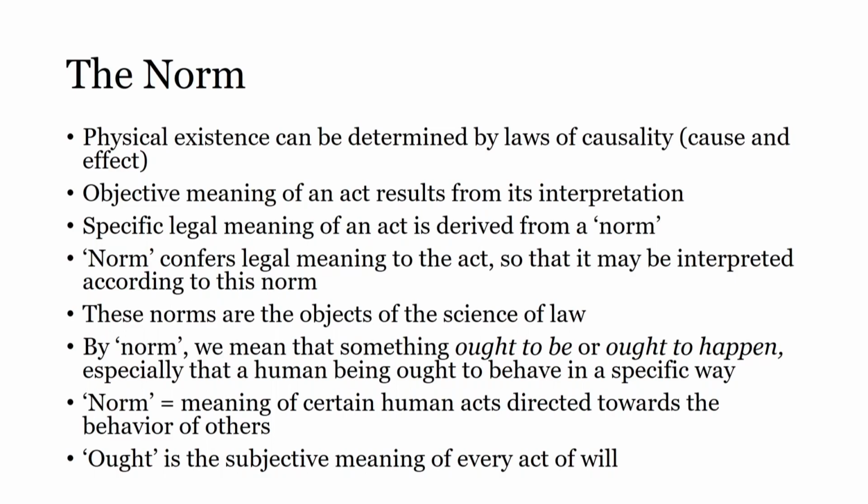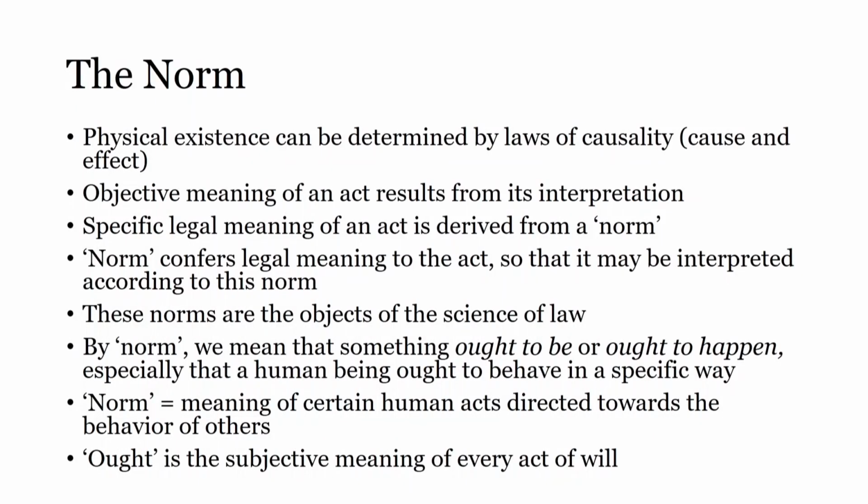And how does he say so? You can see in this slide what he says: that physical existence of something can be determined by the laws of causality. Causality means cause and effect. And then he says, as in the last slide you also have seen, that the objective meaning of the act results from the interpretation of the cause and effect. So, in the last slide we have seen that someone in the large room does something, that is a cause, and the effect is that maybe there will be a legal meaning to it.